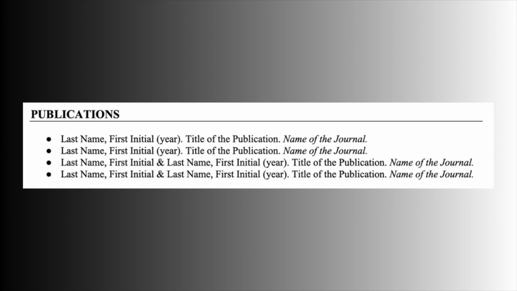And so here in the template, I put last name, first initial, year, title of the publication, and the name of the journal. And if you have a DOI, which is the link to the publication, you want to make sure that you include that in this section. If you are a co-author, I also included 2 bullet points here for co-authorship. So again, you put the last name, first initial, and then you put the and sign, last name, first initial, year, right? And so forth. And so that shows that there's multiple authors on this publication.